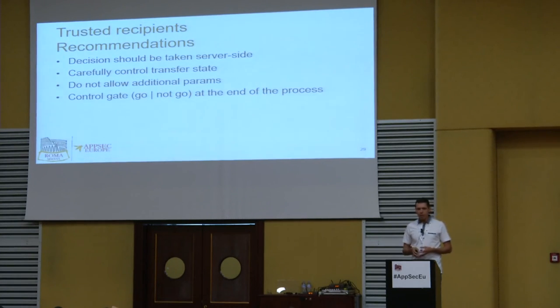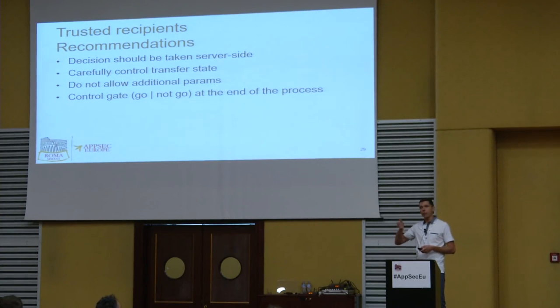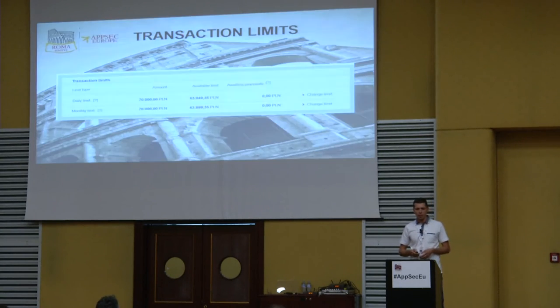So what are the recommendations for trusted recipient functionality? First, all security decisions should be taken entirely server-side. They cannot be influenced by any parameter from the client. Next, you should very carefully control the whole process, and you should not allow additional parameters. But most important is that the control gate, the decision if the transfer should go or not go, should be taken at the end of the process, after final processing, just before sending the money. So that's my recommendation.